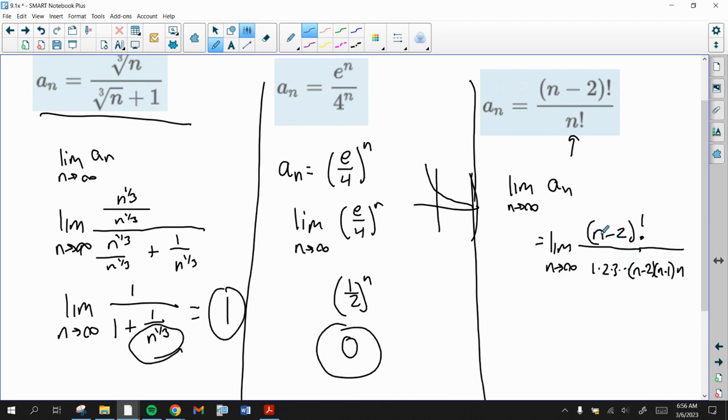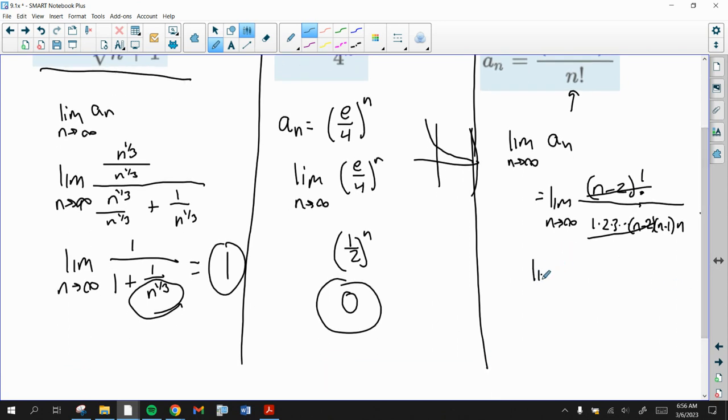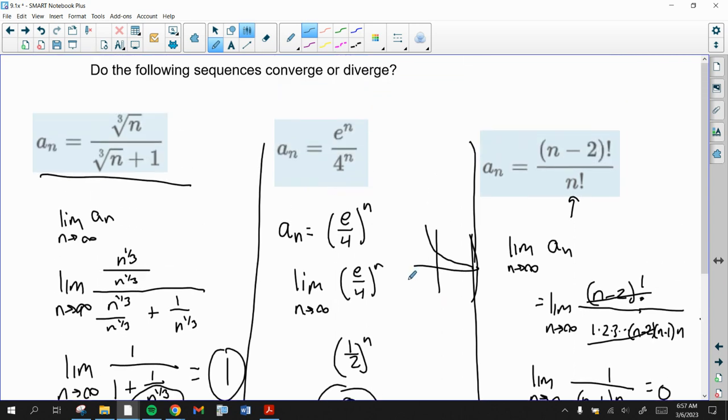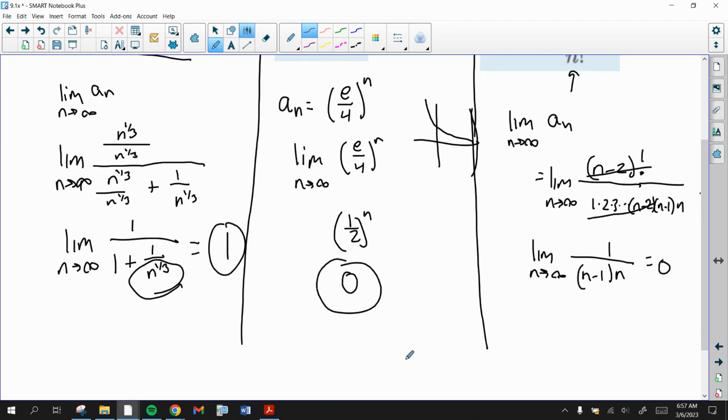You can see that all this stuff is going to cancel with the whole n minus 2 factorial, and the result would be 1 over n minus 1 times n, which is a rational function. So the degree of the bottom is 2, the degree of the top is 0, so this is going to go to 0. Just like the one before, this is a convergent sequence, and it converges to 0. So determining if sequences converge or diverge is as simple as taking limits. And that's it for that.